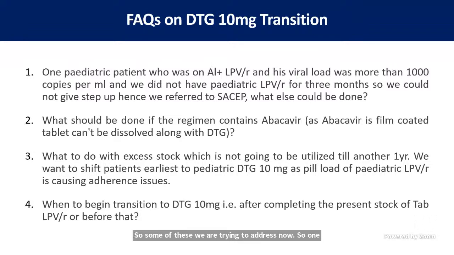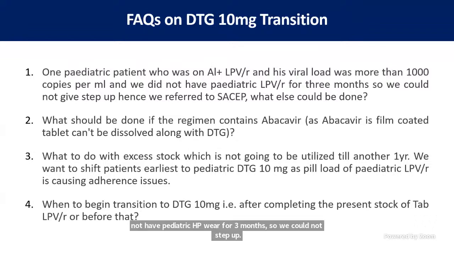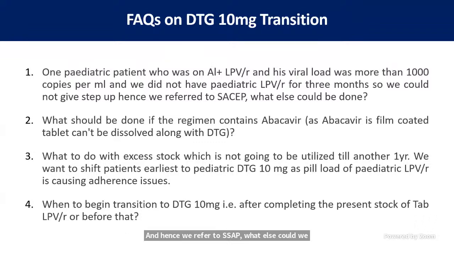One pediatric patient who was on AL LPVR and his viral load was more than 1000 copies per ml, and we did not have pediatric LPVR for 3 months, so we could not step up, and hence we referred to SASAP. What else could be done? I think if the child is on AL LPVR and viral load is more than 1000, and if there is no LPVR available, then better to go for AL DTG, and 3 months later you can see if your viral load is suppressed or coming down. If it is not coming down, you can go for the second line.